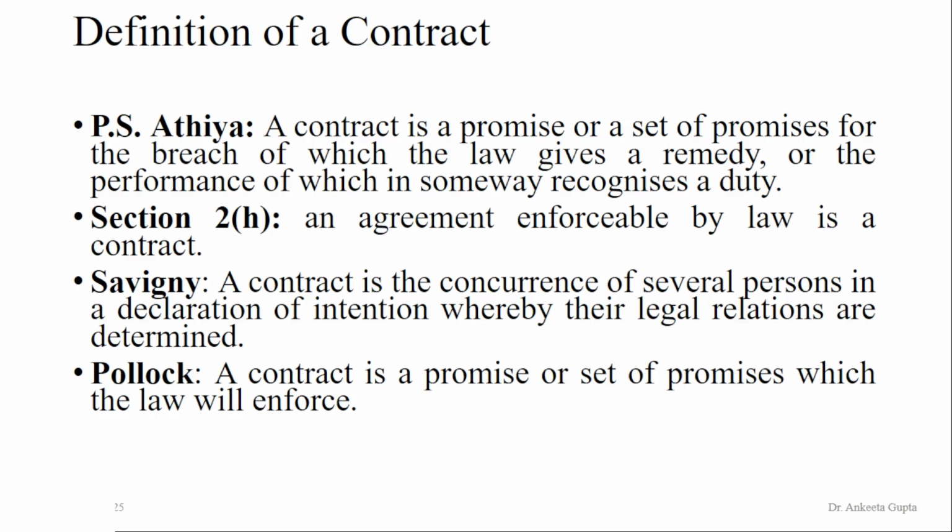Next, Savigny. Savigny, with his historical perspective, says that a contract is the concurrence of several persons in declaration of intention whereby their legal relations are determined. So what Savigny is saying is that there are not just one or two, but there are several persons who have given their intention, which means they're talking in terms of consent. They're talking in terms of their mental state of mind. And then they are declaring their intention, and on the basis of that, they're creating a legal relationship.